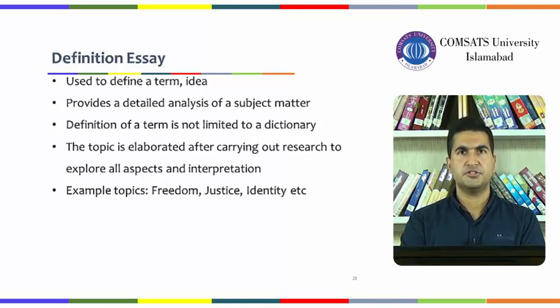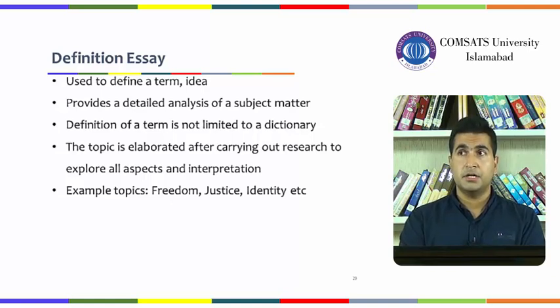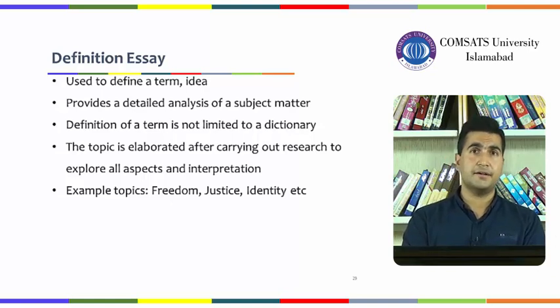ठीक है? Because dictionary provides a limited definition. Topic is elaborated after carrying out research to explore all its aspects and everything which has been said about it. Like example topics आपके सामने लिखे हुए हैं. Freedom की definition as defined by different authors. Justice, identity. Now there is a lot of talk on identity, physical identity, digital identity.